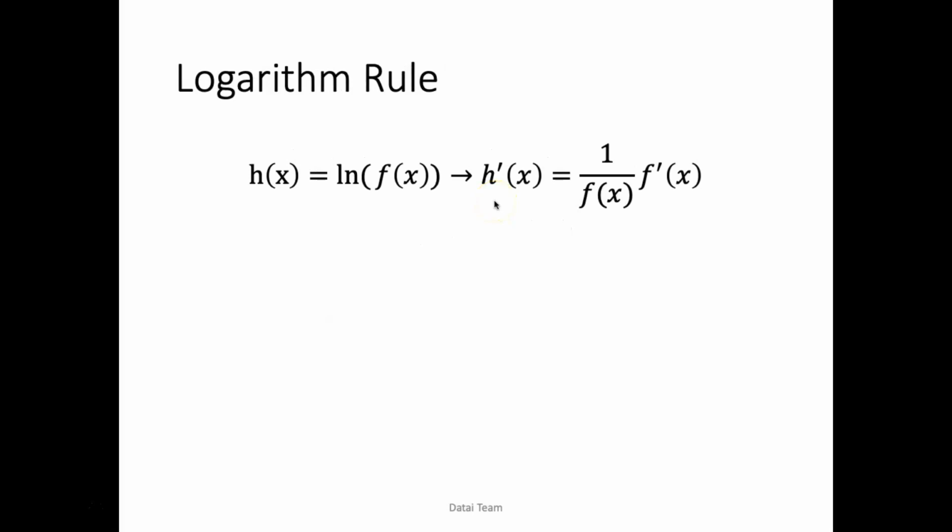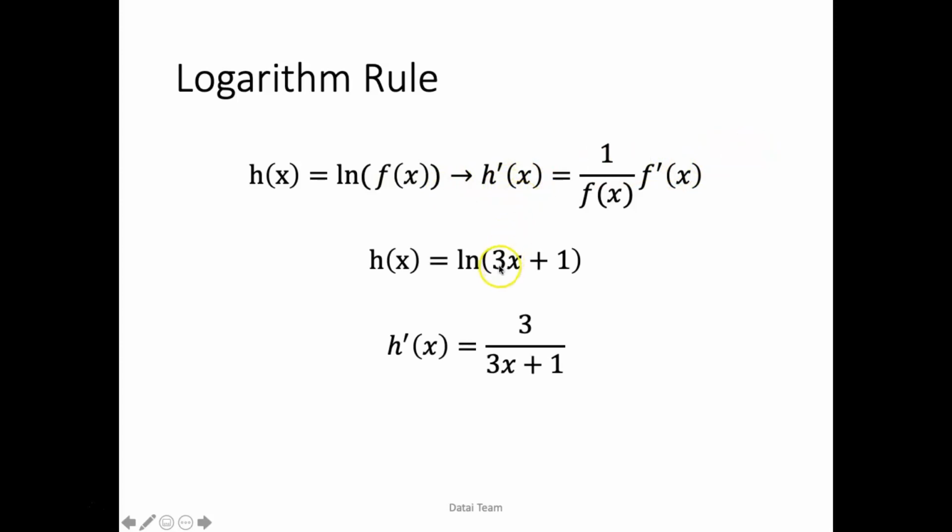There is also a rule for logarithms. Let's say that h of x is equal to ln, or natural log, of f of x. Then the derivative of h of x is equal to 1 over the function that's inside the logarithm times the function's derivative. For example, if we have ln of 3x plus 1, our derivative is 1 over this f of x times its derivative. We have this function here, and its derivative is 3, so 3 over 3x plus 1.